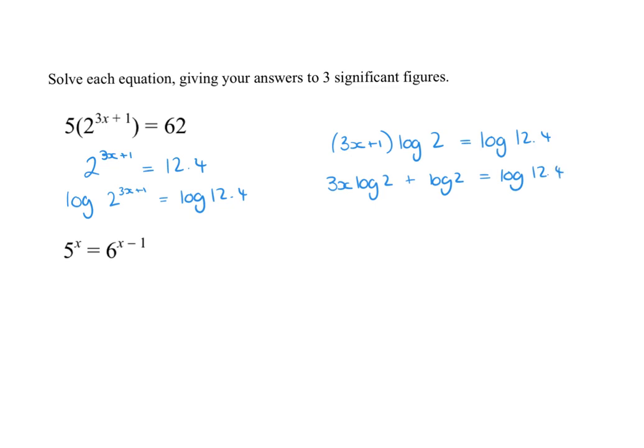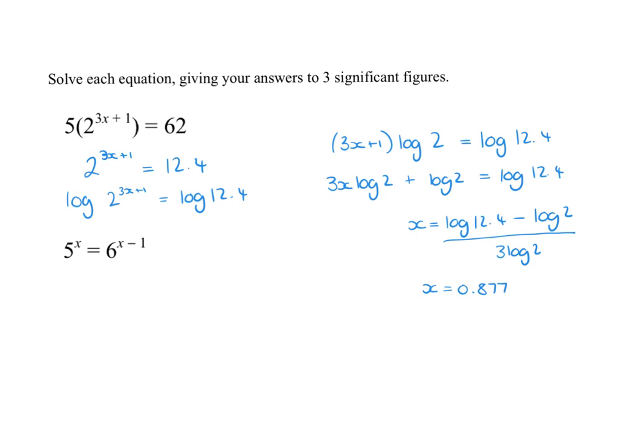Now what I can do is subtract the log 2 and then divide by 3 log 2. So if I start by subtracting log 2, I'm going to get my little minus log 2, and then I can divide by 3 log 2, and that's going to leave me my x on the left-hand side. This is what I can type into my calculator, and this is going to give me a value of 0.877.